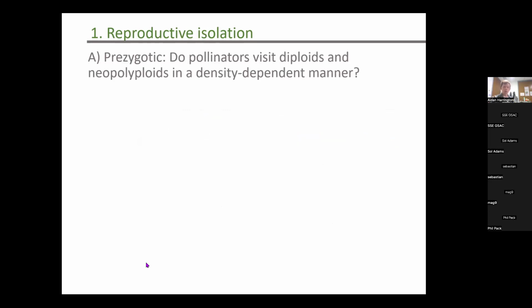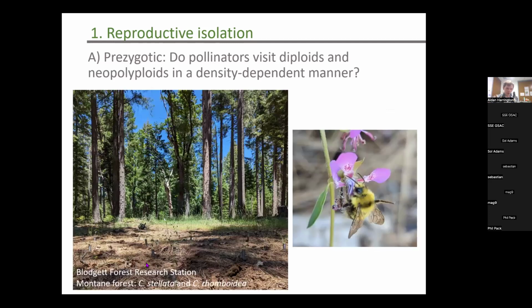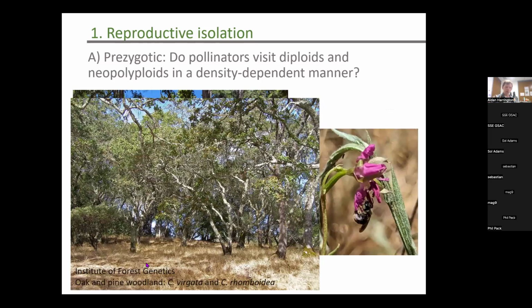So just to quickly show what this looks like, Blodgett Forest Research Station is kind of montane forest. You can see the array is set up here in the foreground. It's a little bit hard to see. And here's a bombus species visiting one of my rhomboidea flowers. And then this is what the Institute for Forest Genetics looks like. It's more of a low elevation site with kind of oak and pine woodland as the primary habitat type.